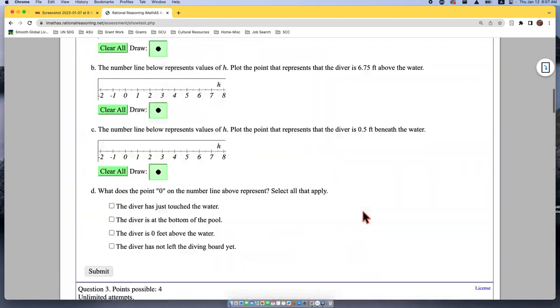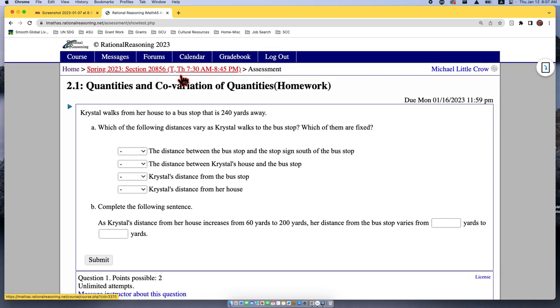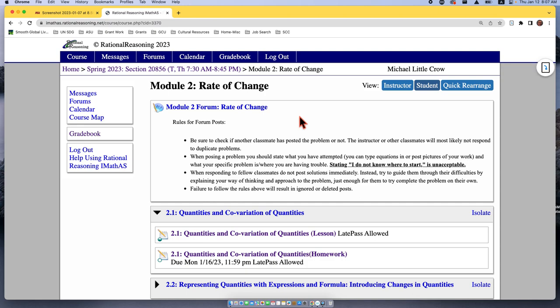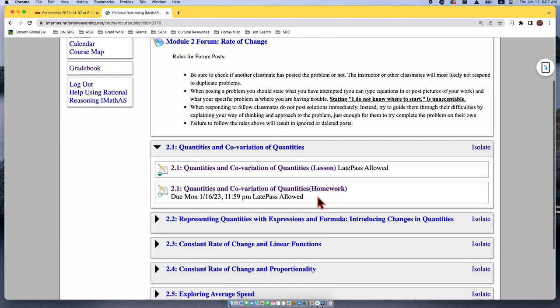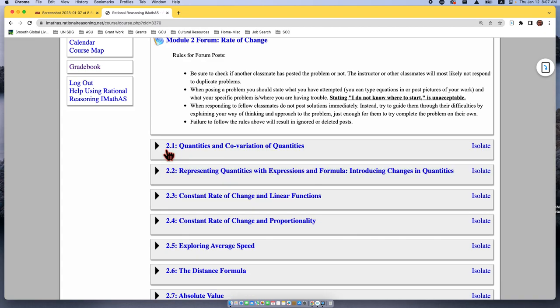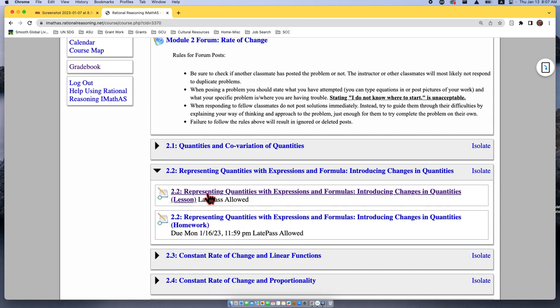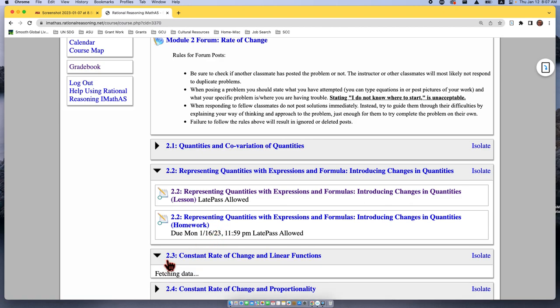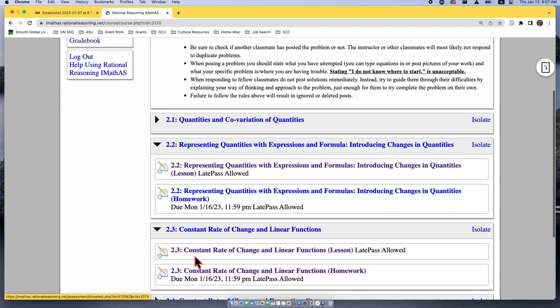What you'll see is, let me see, what time is it? Wow, we've already used over half an hour. Then you can click on this once you're done, and it kind of disappears. So, okay, I'm done with that one. Let me go to 2.2. Here's a lesson. Here's the homework. And again, they're very connected. I'm going to jump to 2.3, constant rate of change.